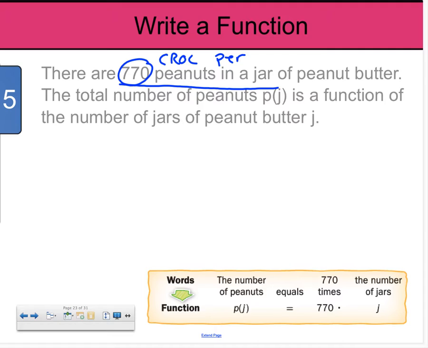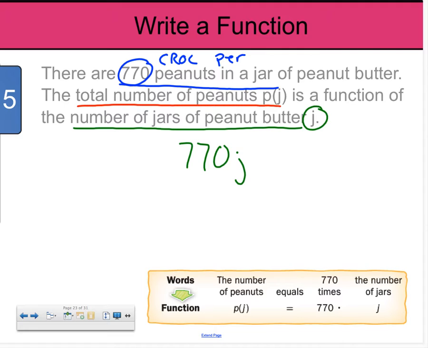So it seems to be that you're going to take 770 and multiply that by the number of jars of peanut butter, which just so happens to be represented by the letter J. So I'm going to take 770, multiply that by J, and what is that going to get us? Well, that is going to get us the total number of peanuts. And right here, that happens to be represented by, in the function notation, P of J. So here we have our function. P of J is 770 times J.